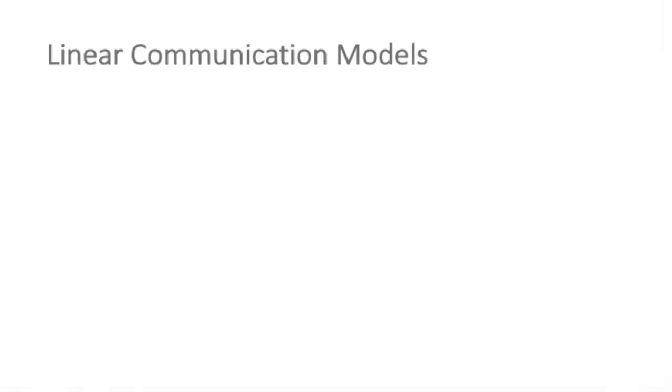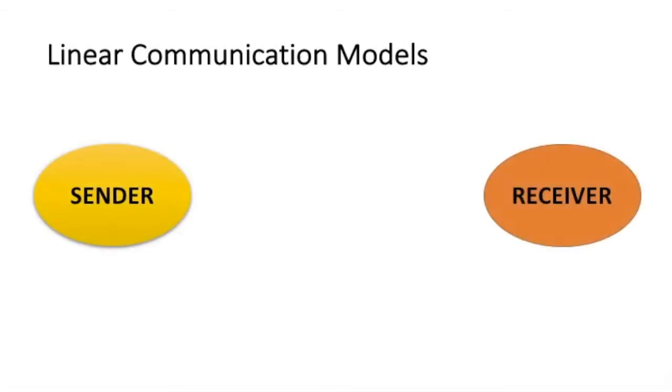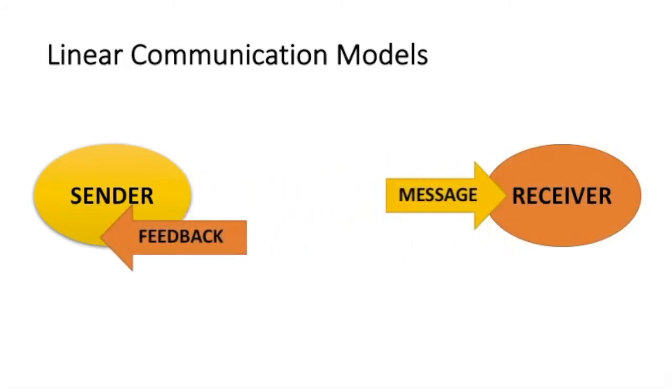Communication. Often folks assume that communication is a linear process. That is, there is a clear sender and a clear receiver. The sender sends a message, and perhaps the receiver sends feedback. This is based off of older scholarship and conceptual models of communication.